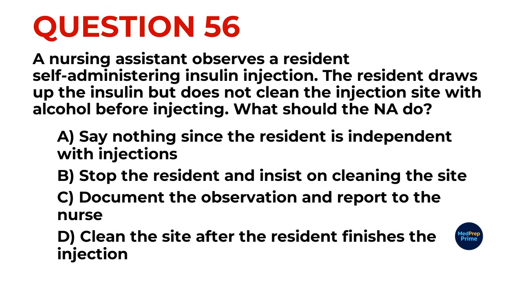A nursing assistant observes a resident self-administering insulin injection. The resident draws up the insulin but does not clean the injection site with alcohol before injecting. What should the NA do? Option A, say nothing since the resident is independent with injections. Option B, stop the resident and insist on cleaning the site. Option C, document the observation and report to the nurse. Option D, clean the site after the resident finishes the injection.